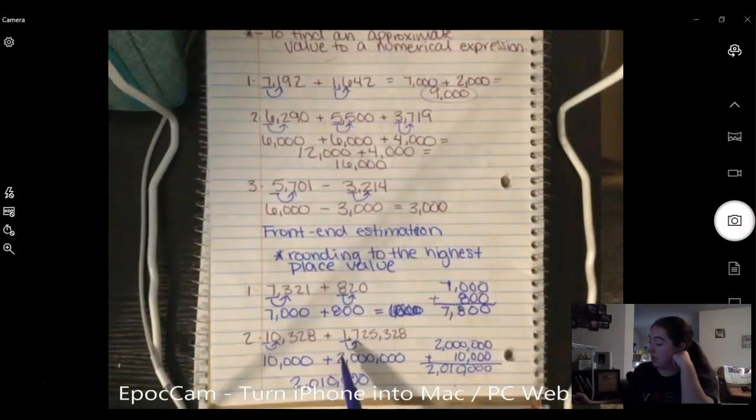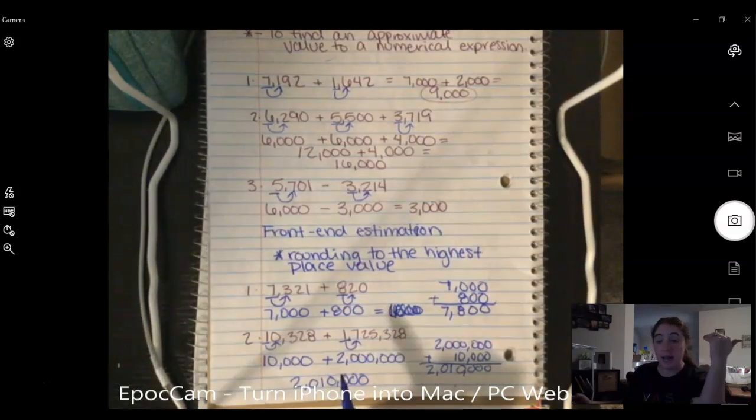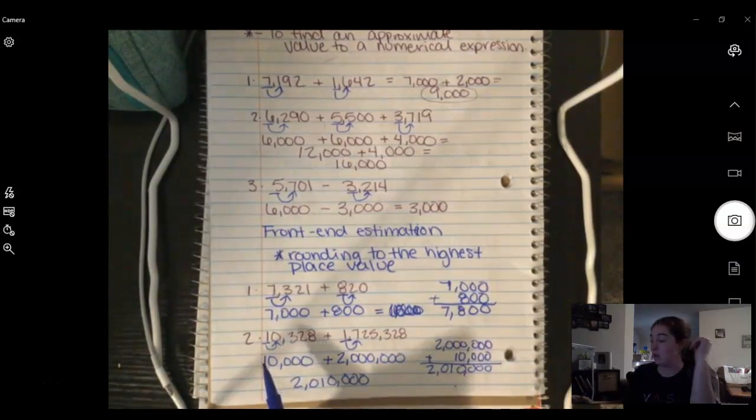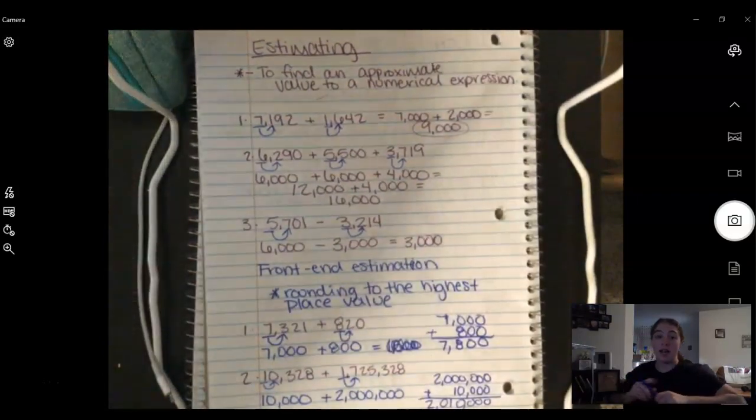Something to notice is the front end, also to help you remember, is the front of the number. So front end, when it doesn't tell you what to estimate to, you use front-end estimation. So you use the front number to round to, right? So we have estimating and front-end estimation.